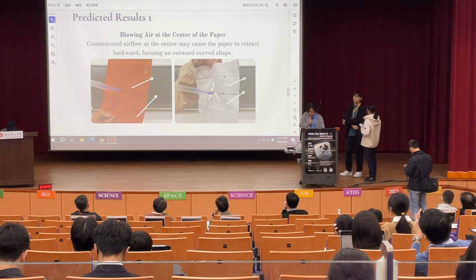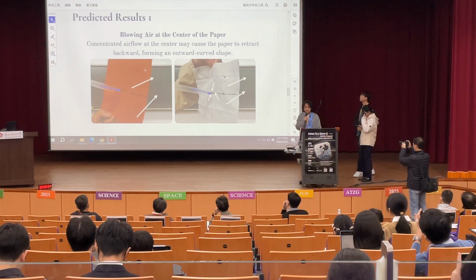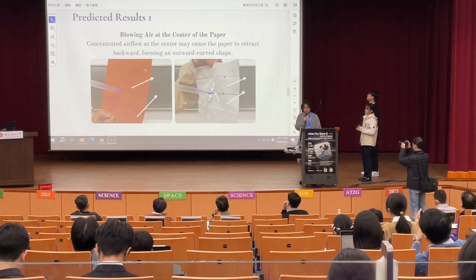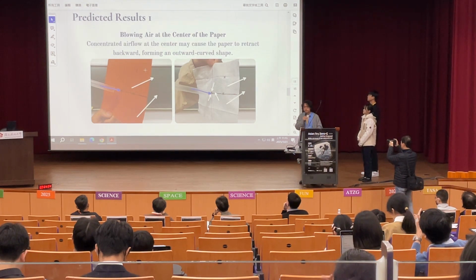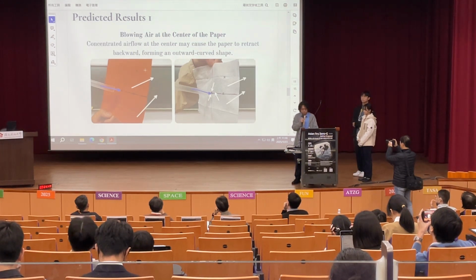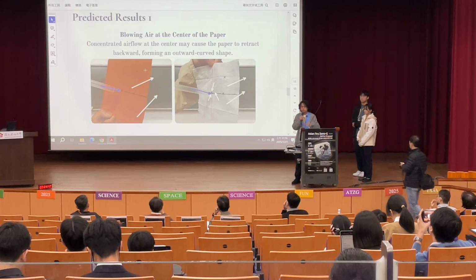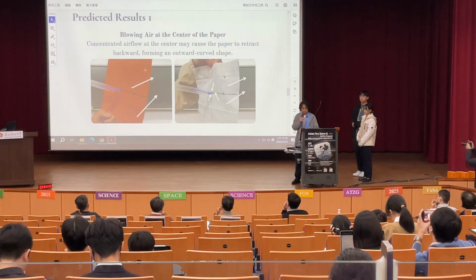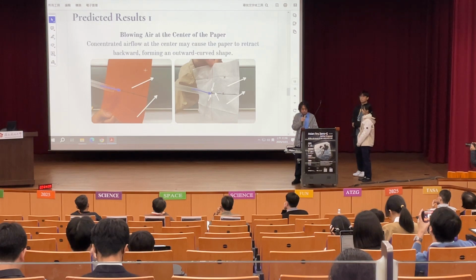Now, let me guide you through the expected outcomes of our experiment. First, when air is blown directly at the center of a soft lint-free white, we anticipate it will bounce backward while maintaining its shape and moving straight ahead. Conversely, for stiffer materials like origami paper, the bouncing effect will be less pronounced and the motion will remain primarily linear.